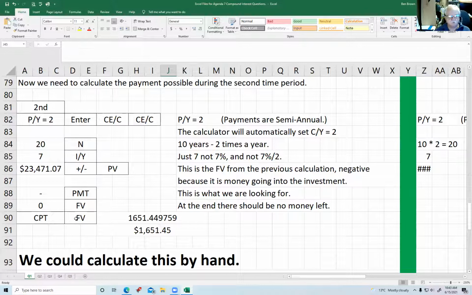I've said we compute future value here, which is a mistake on my part. I'll have to change that to payment. One of these days, I'll actually learn to proofread my own work, but sorry about that. You might want to change that on your sheet because we're computing the payment, not the future value. And we get the same answer we got previously.